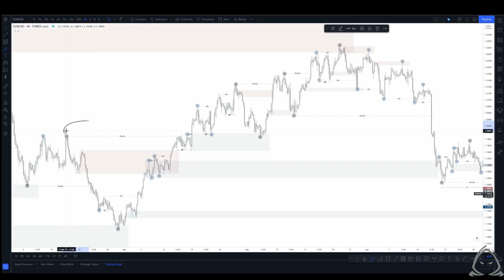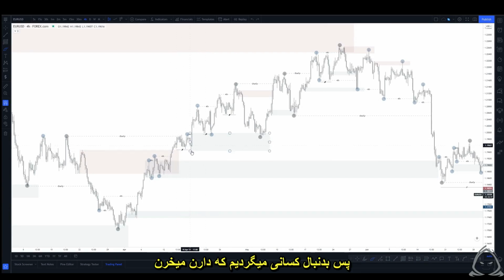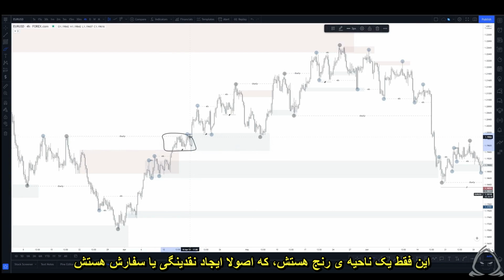What we can see is we've started to tap into a daily structural point, so we're looking at people who are selling. We have a double bottom right here, so we're looking for people who are buying. This is just an overall range, which is in essence a creation of liquidity, or creation of orders.